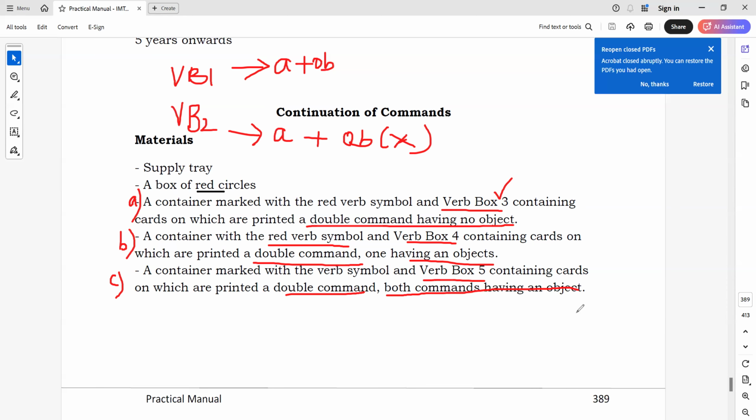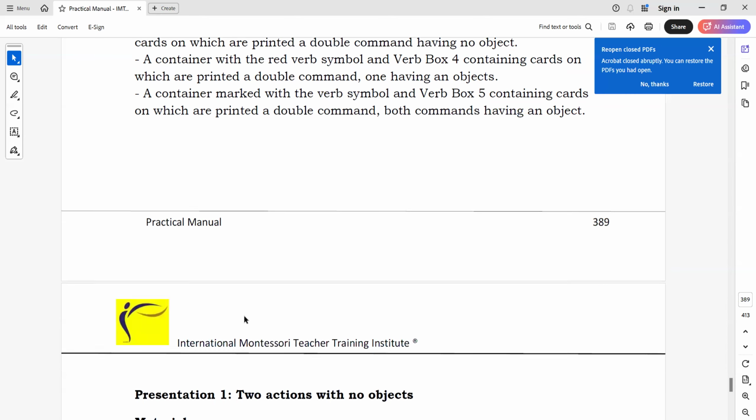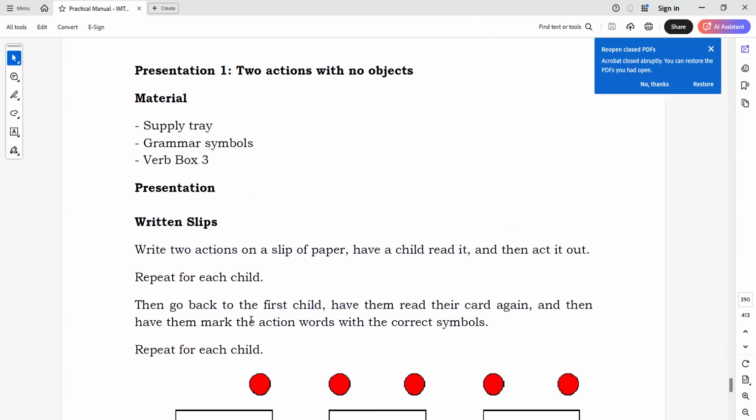It is not completing. What does Seema cook? Seema cooks biryani. Sangeeta ate an ice cream. So I should have two different objects and two different actions related to them. Okay, so this is what we're going to be working on in box 3, box 4, box 5 in our continuation of commands. Now let's start making the sentences.